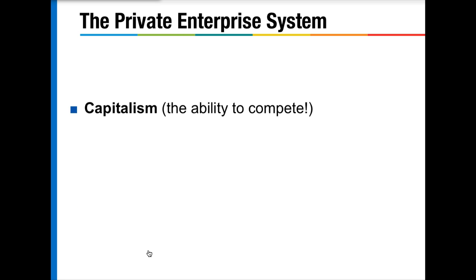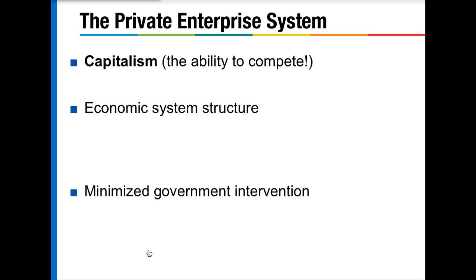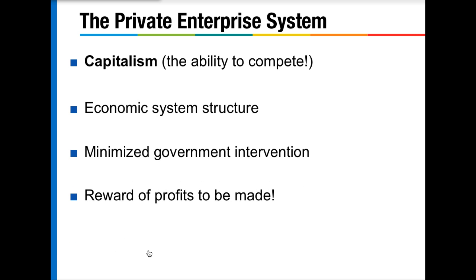The private enterprise system, here is capitalism. That's what we have in America, where we can start our own business. There's not a lot of rules or regulations against us starting our own business. We can also own land and property. So that's pretty much our economic structure that we have here.